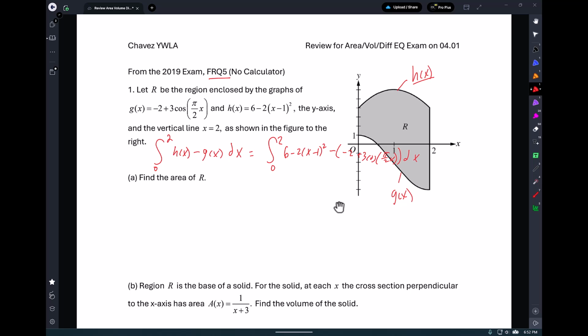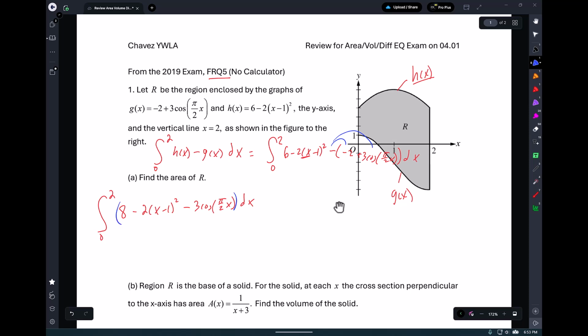So there it is. I'm going to go ahead and distribute this negative, guys. So when you do that, here's what you get. Integral, so that turns into a positive 2, and 6 plus 2 is 8. So 8, from 0 to 2. And then that positive 3 cosine pi over 2x turns into a negative. So I'm going to write this one first: minus 2 times (x minus 1) squared, minus 3 cosine of pi over 2 x, and I think we're good, dx. If you want to put parentheses like this, you can if you want.